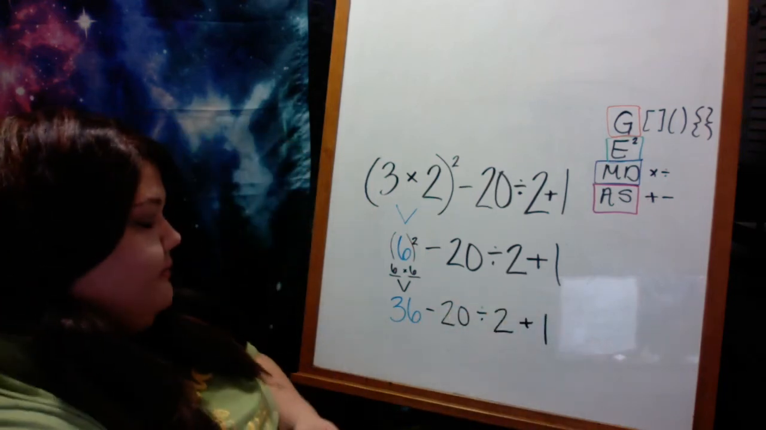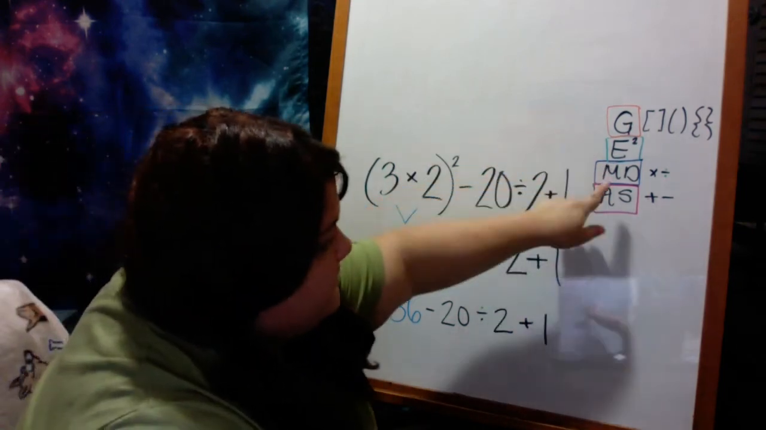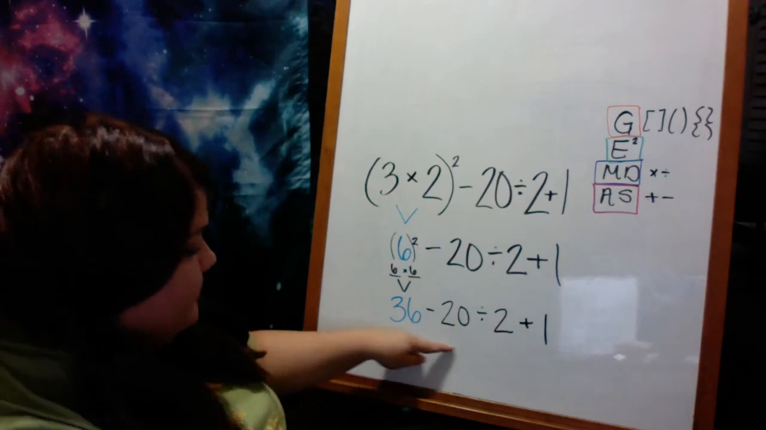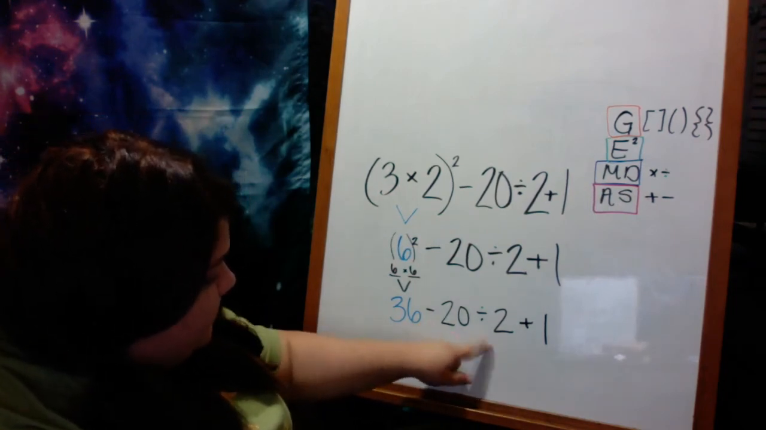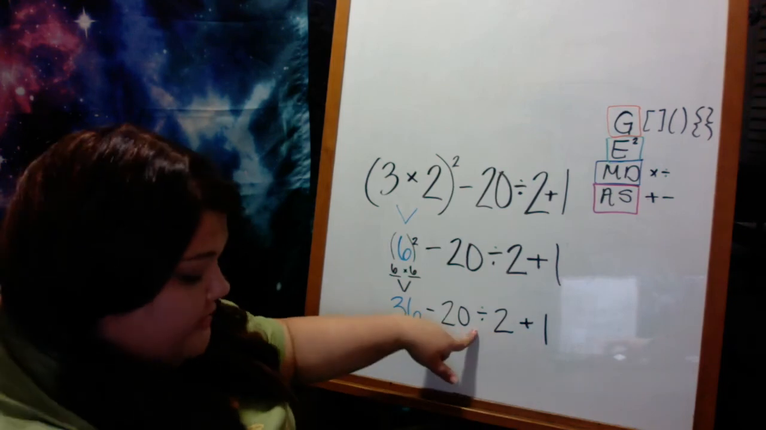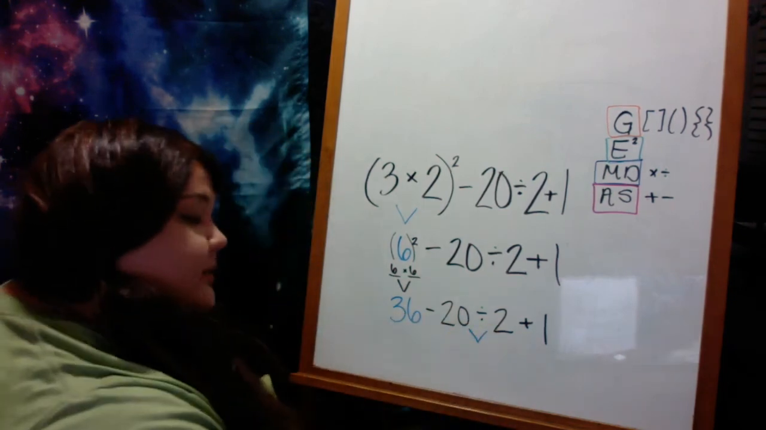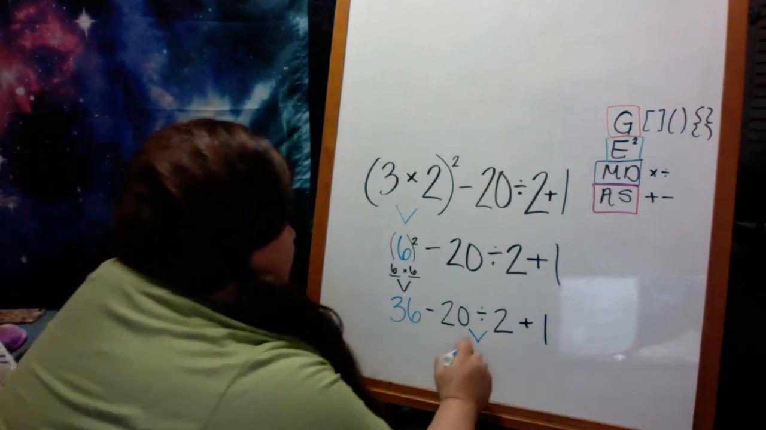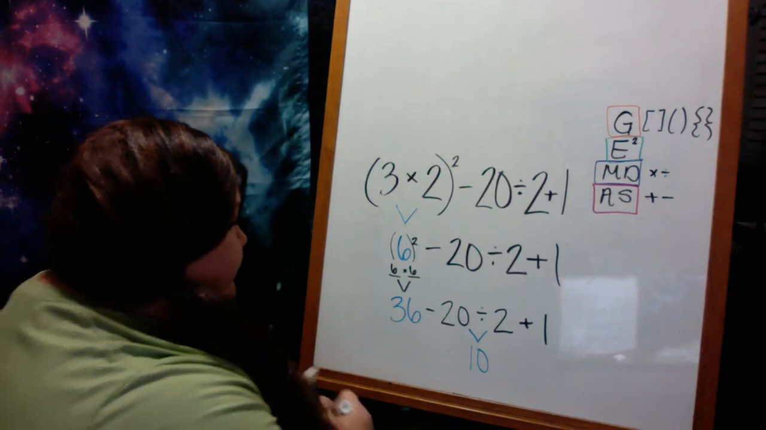Okay. I took care of my groups. I don't have any more exponents. Now I need to see, do I have any multiplication or division, whichever one comes first. If I read it, I have 36 minus 20 divided by 2 plus 1. I have a division symbol right there, so I'm going to solve 20 divided by 2, in other words, what's half of 20? 10. And I rewrite the rest of my problem.